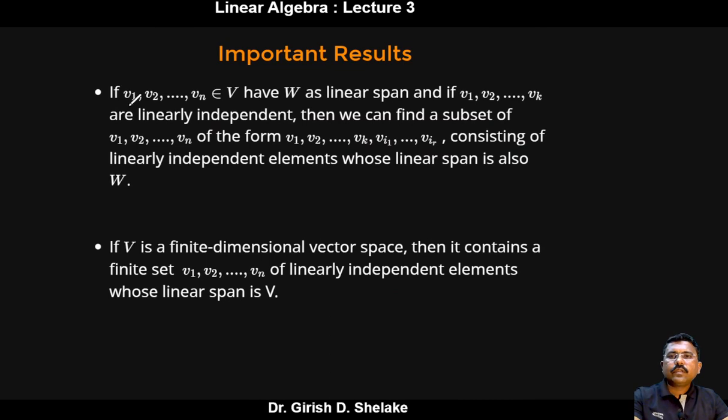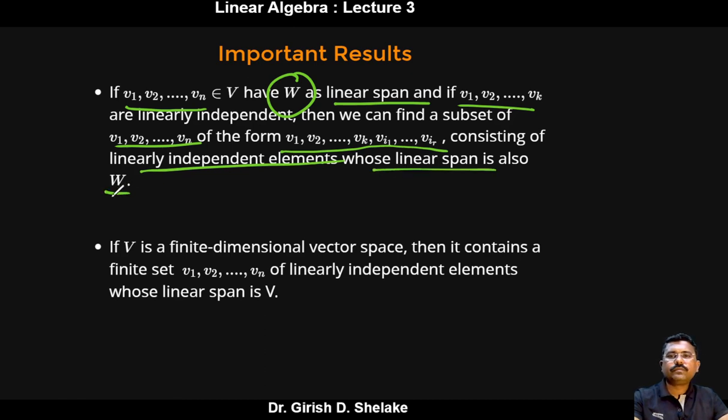We consider this result also. If the set of vectors v1, v2 and so on vn in V has W as its linear span, that is, if we consider the span of these vectors we get the linear span, suppose W, and if we have vectors v1, v2 and so on vk that are linearly independent, meaning this set is a subset of the original set whose span is W, then it is always possible to find a subset of the original set v1, v2 and so on vn, of the form v1, v2 and so on vk, to which we add some vectors like vi1, vi2 and so on vir, consisting of linearly independent elements whose linear span is also W.